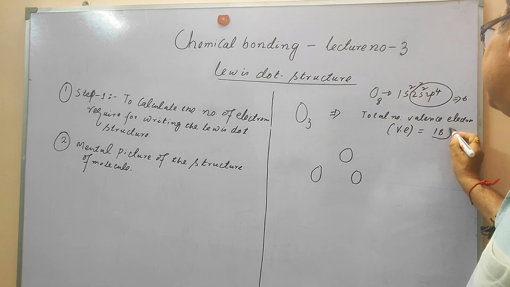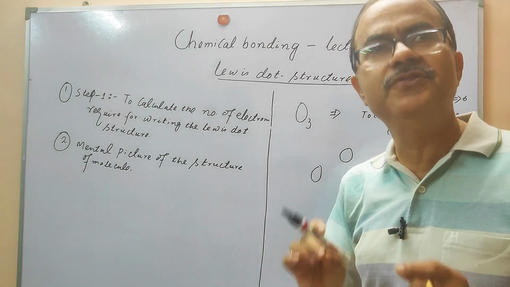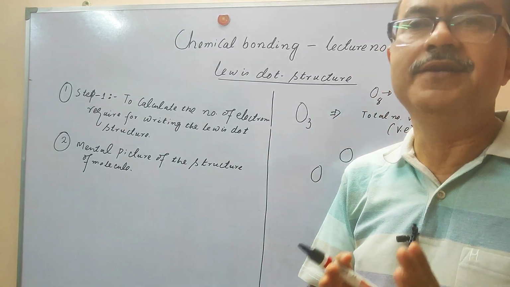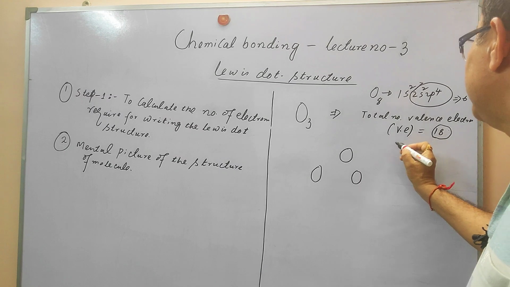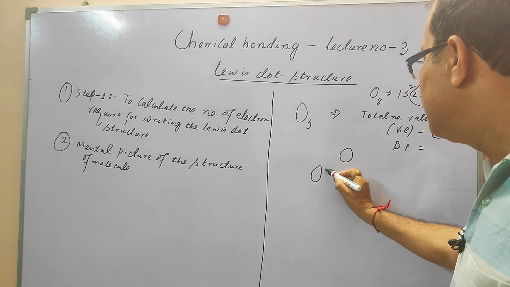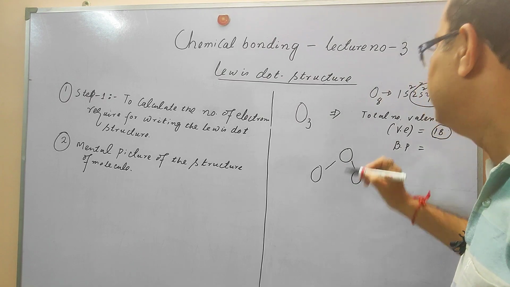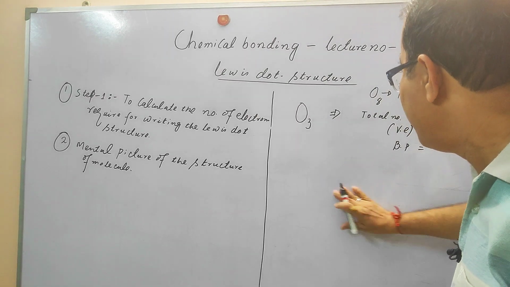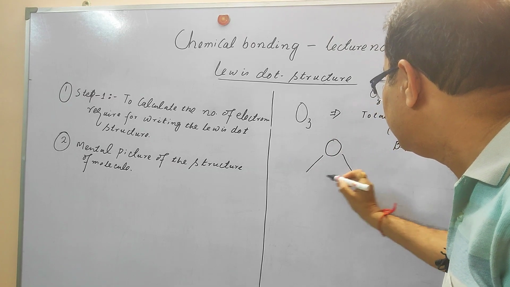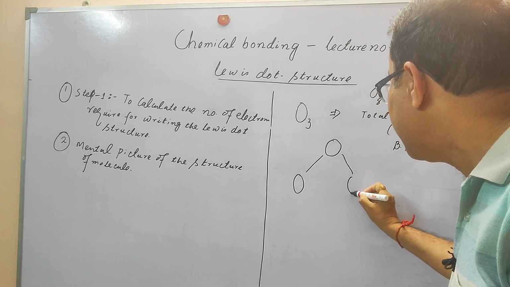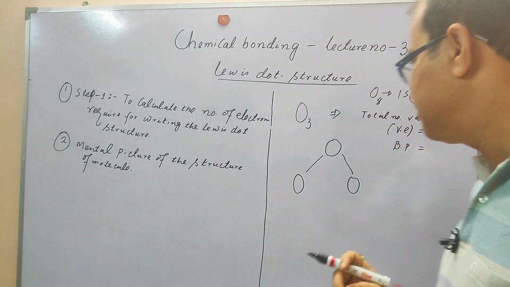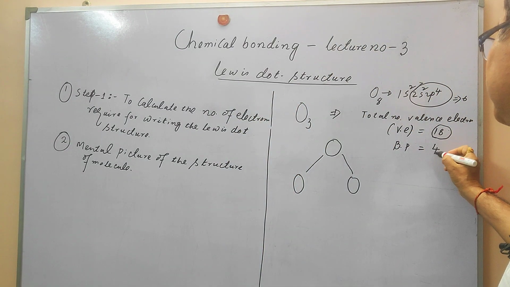Now we know the total valence electrons is 18. We have to distribute these valence electrons in terms of lone pairs and bond pairs. First we will do the bond pair electrons, BP. First we will write 2 bonds here, and 2 bonds. For constructing a bond we require 2 electrons, so in total for the bond pairs we have used 4 electrons.